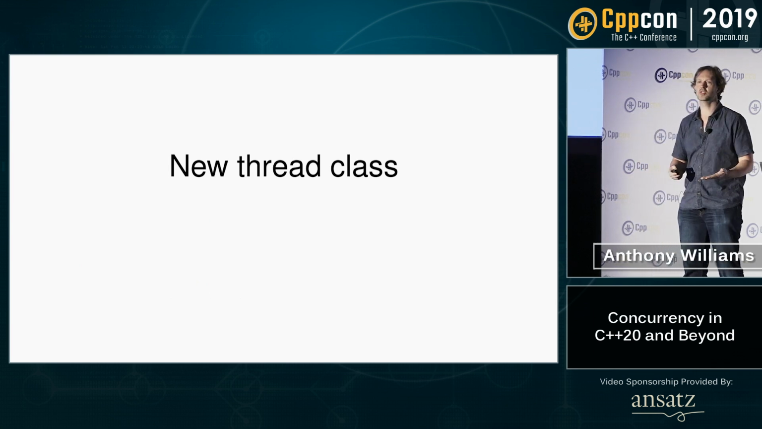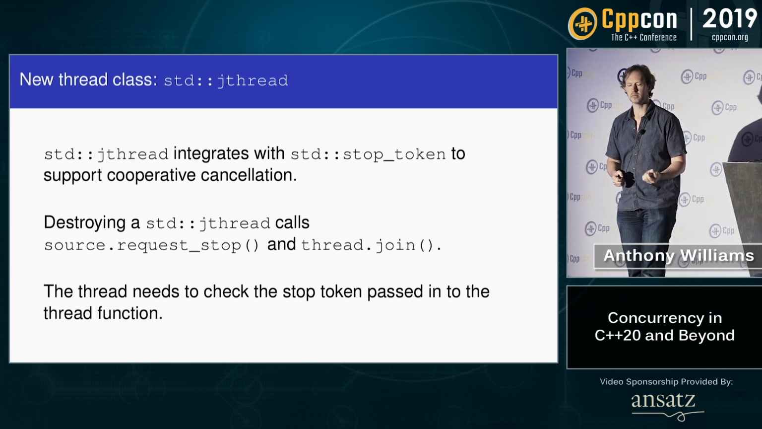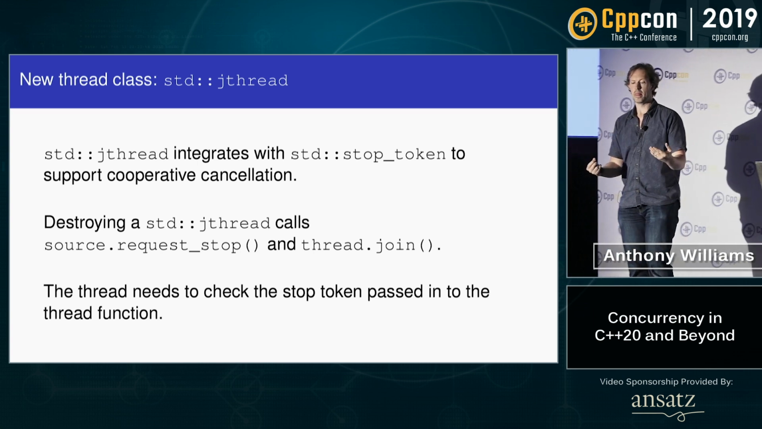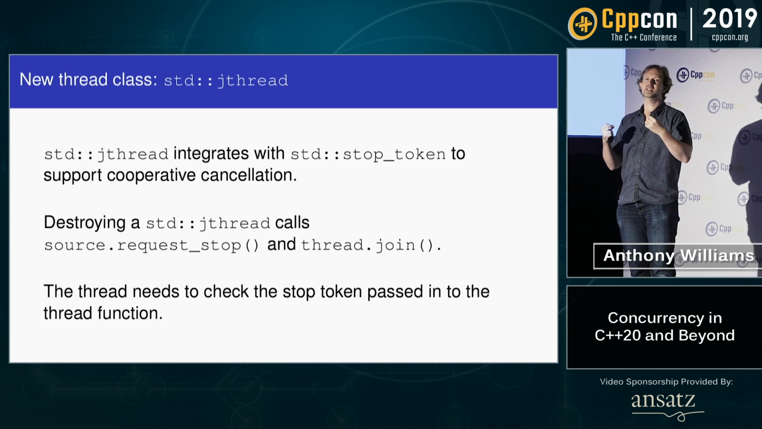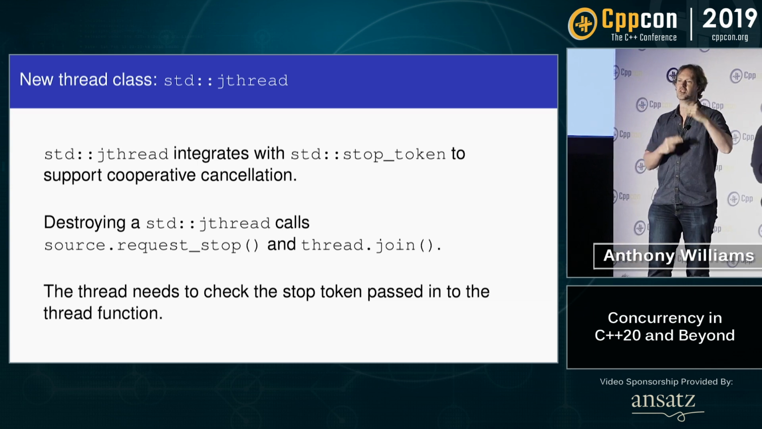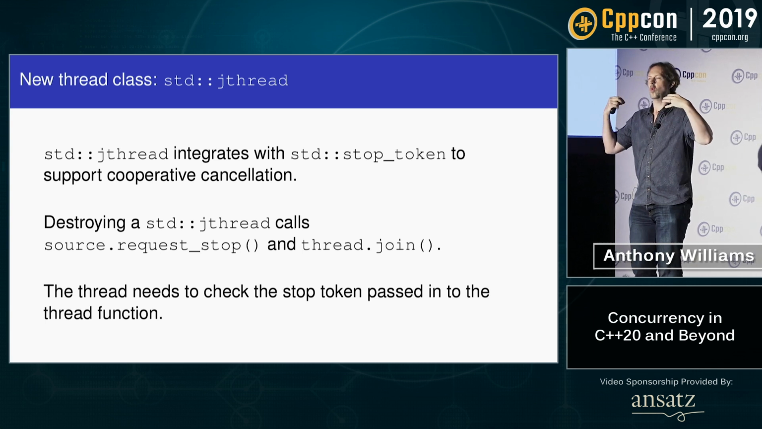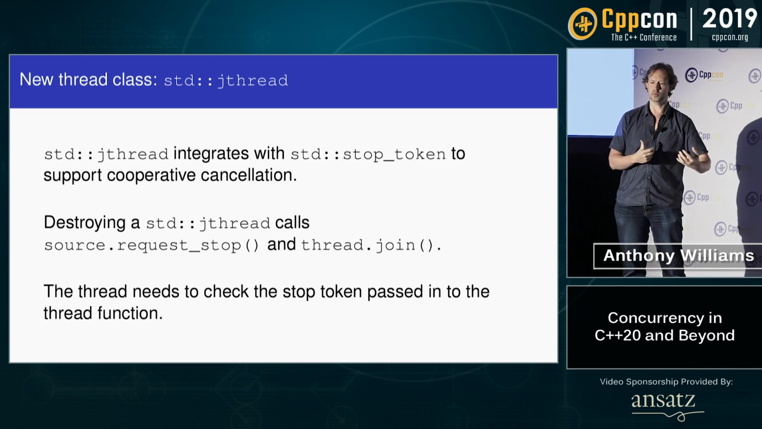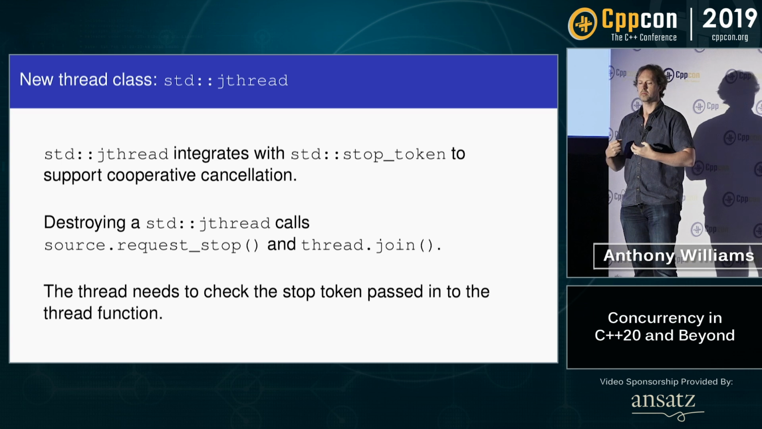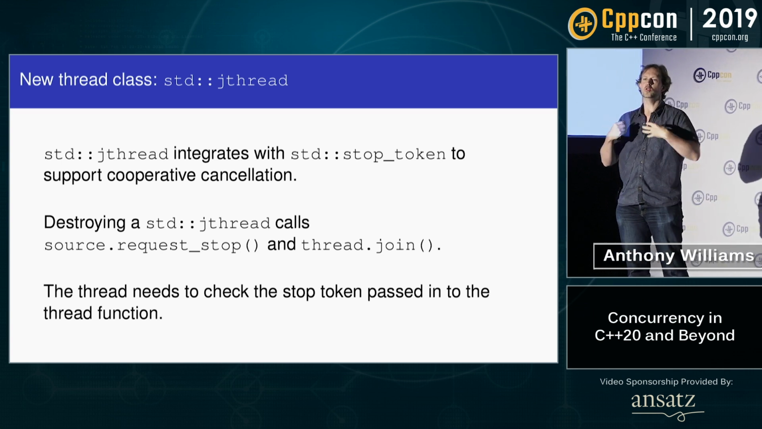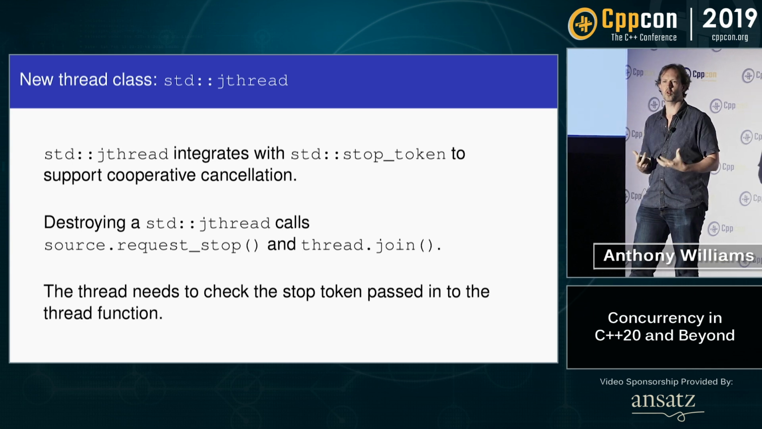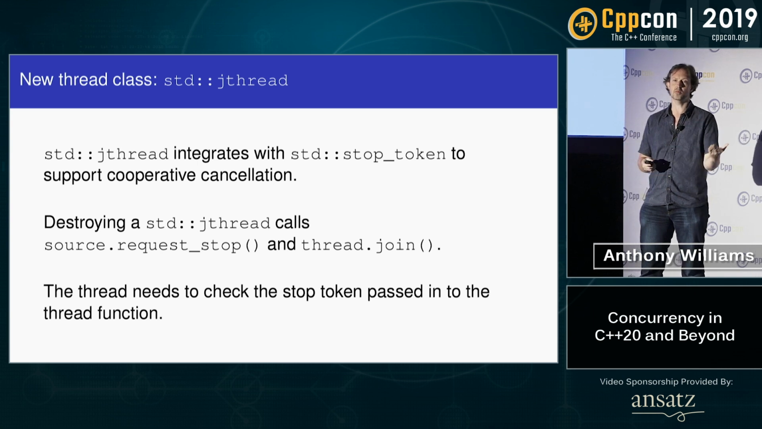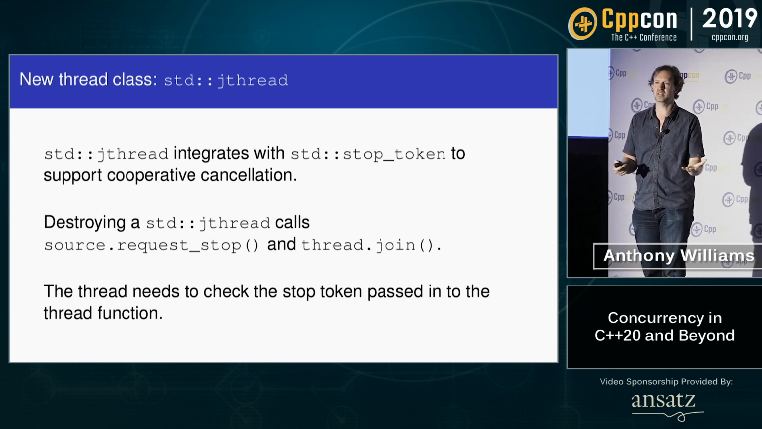So we have this new thread class. The new thread class is called a JThread, and it integrates with our stop token to support cooperative cancellation. It has an integrated stop source that is wrapped inside the JThread object. And then when you destroy the object, it automatically calls request stop on that stop source and then joins with the wrapped thread. And so this means that you can use it to cooperatively cancel your background threads when you destroy the object. Obviously the thread needs to check the stop token in order to deal with this cancellation request.